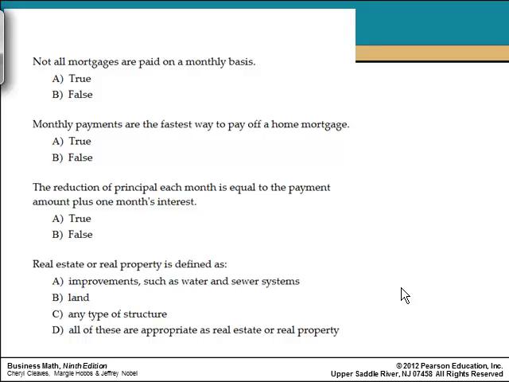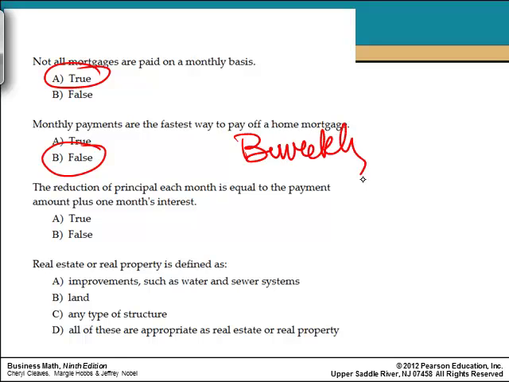Not all mortgages are paid on a monthly basis. That's true. Monthly payments are the fastest way. Actually, bi-weekly is faster, and that's because you pay 26 times a year rather than 12. Your payments are going to be less, of course.